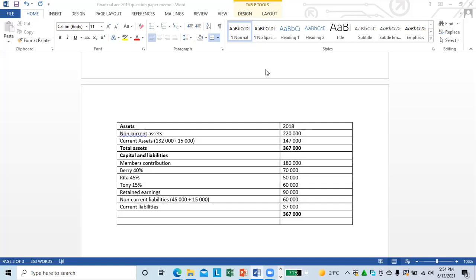The 180,000 is the total contribution if you add these three amounts together. So you do not include it in the calculation, because 180,000 is actually the total of 70 plus 50 plus 60,000. So when you calculate the 367, you don't include the members' contribution anymore. This is kind of like total capital. Do you understand? Okay, I got it now.